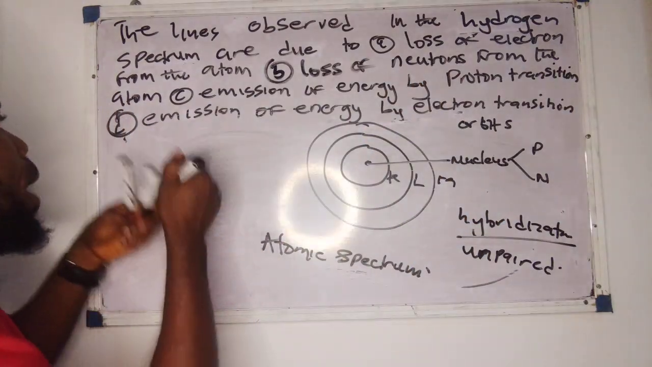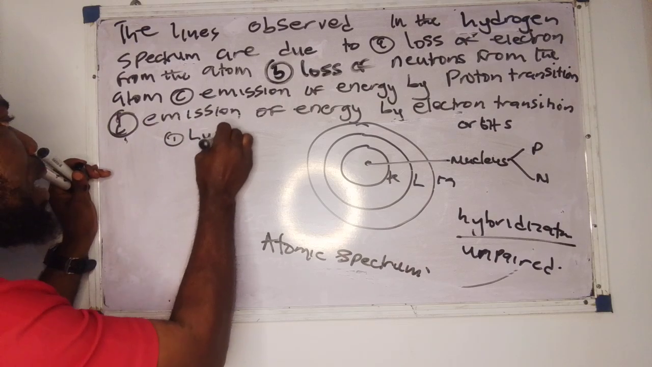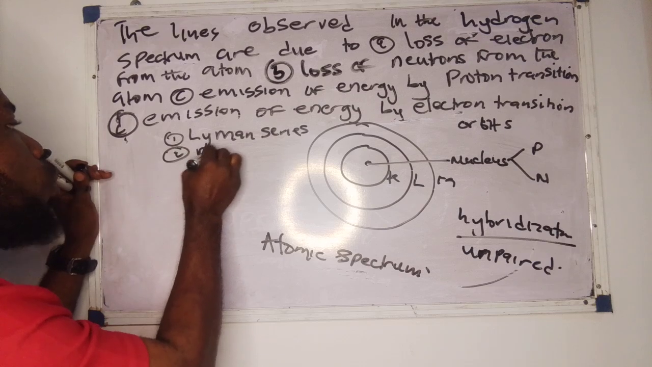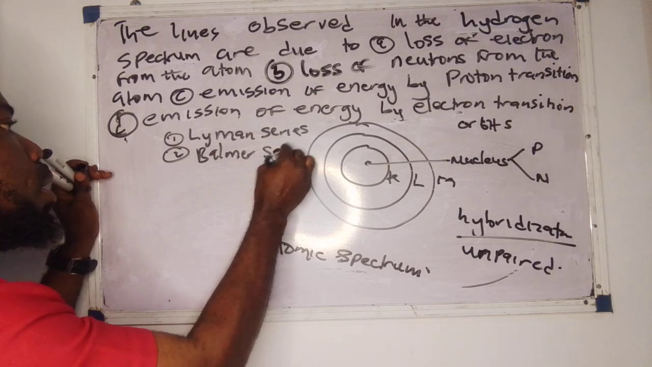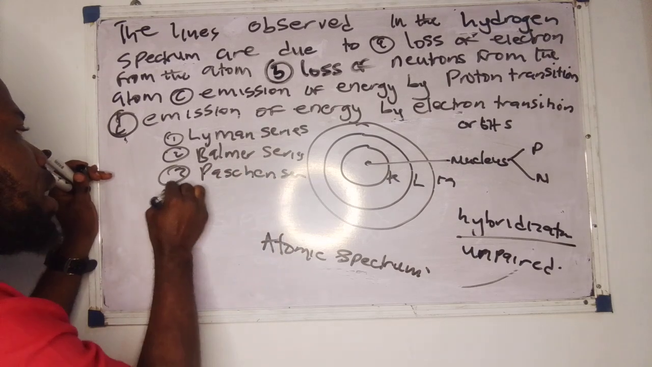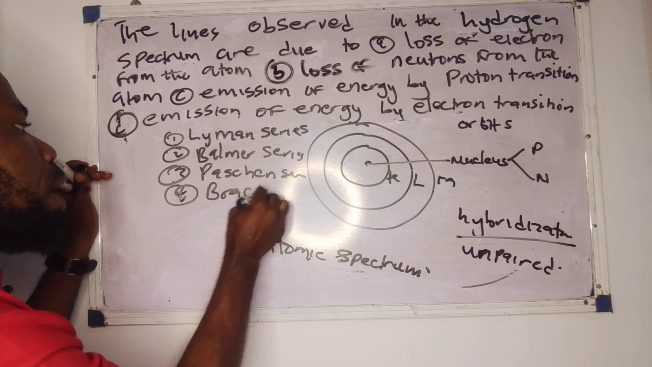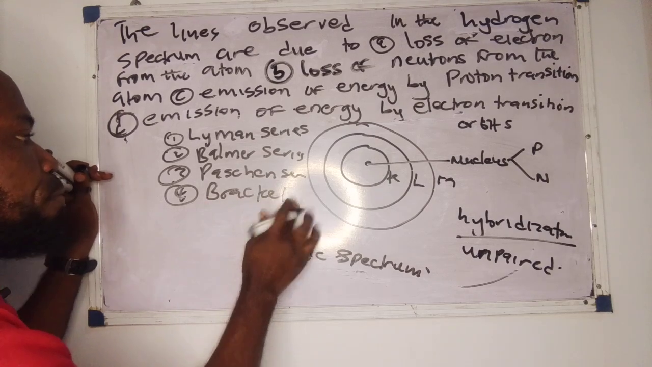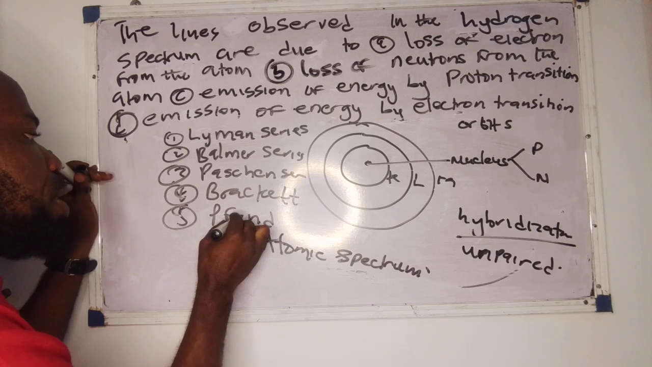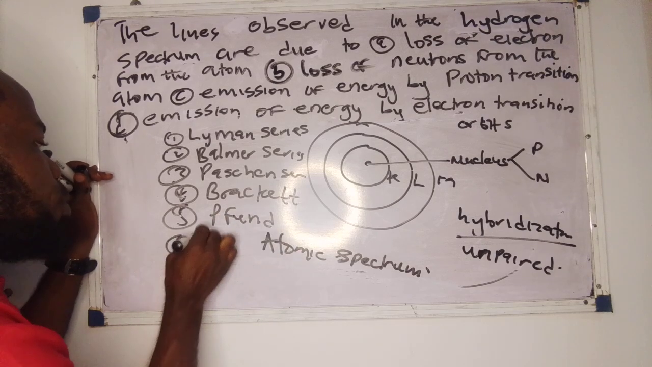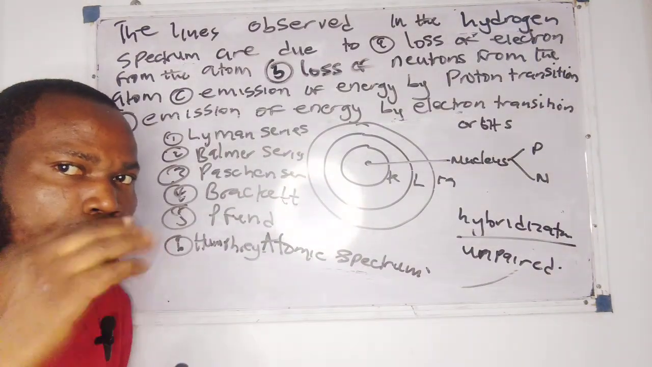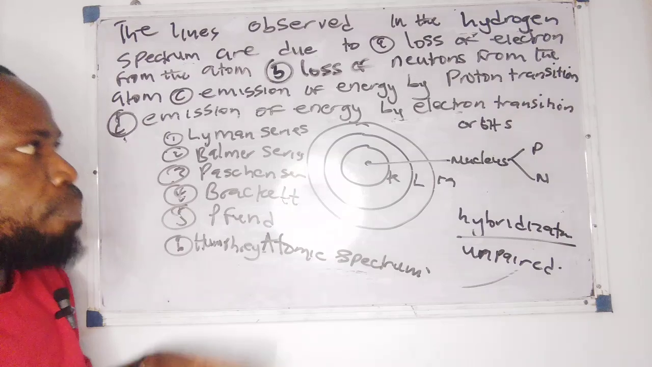So there are different types. Number one, we have the Lyman series. These are lines emitted. Number two, we have the Balmer series. Number three, the Paschen series. Number four, the Brackett series. Number five, the Pfund series. Number six, the Humphreys series. This is the kind of page you are supposed to follow, so that you learn certain things like that.